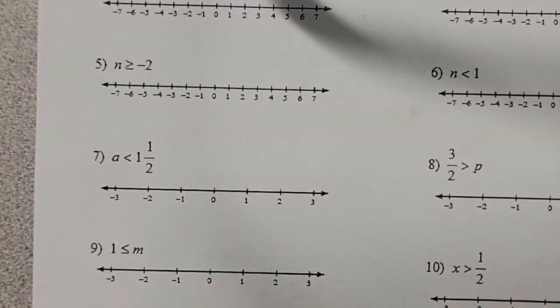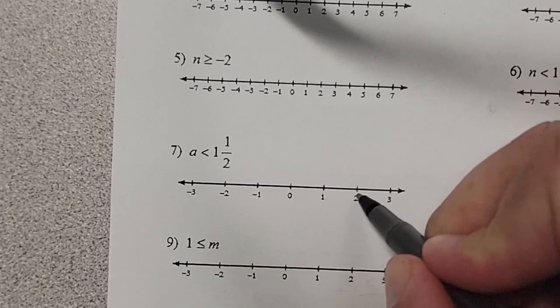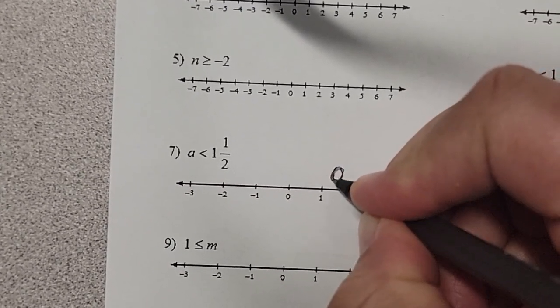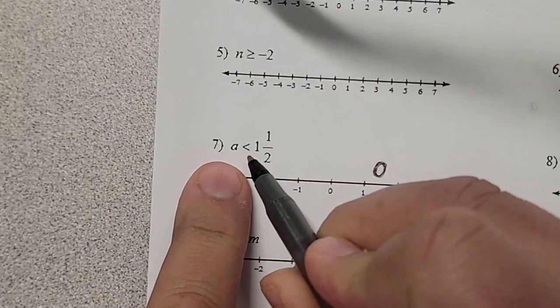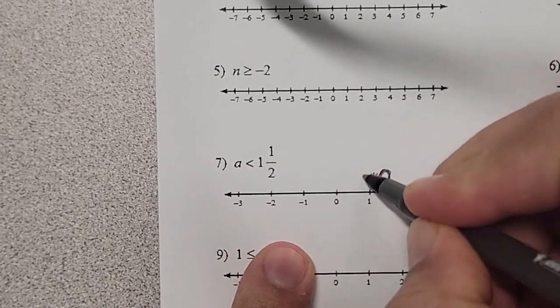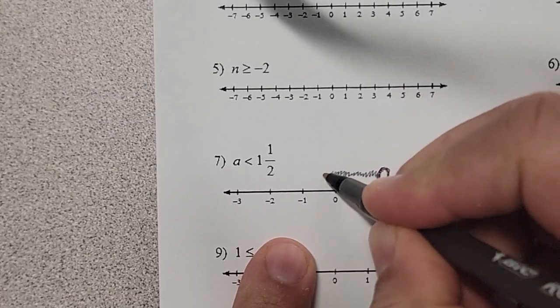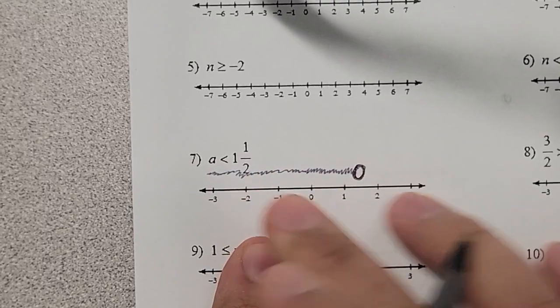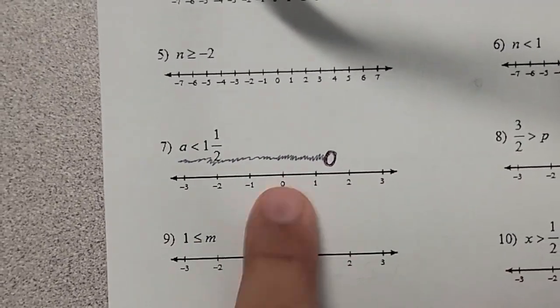So the way that I do this, I'm going to go to 1.5, here in the middle. I'm going to put my circle like that because this does not have a line. And I'm going to shade this direction all the way. Shade this way. Okay. So just be careful with the fractions.